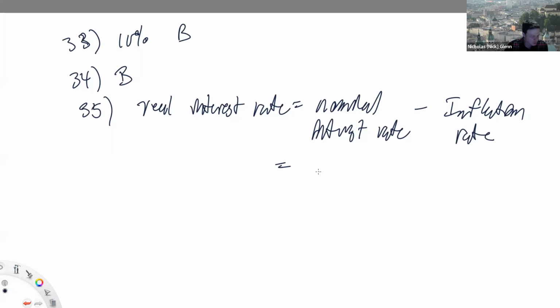And so to get the real interest rate, we take the nominal interest rate, which is 7, subtract 2, which is expected inflation. And so the real interest rate is 5%, and that is D.